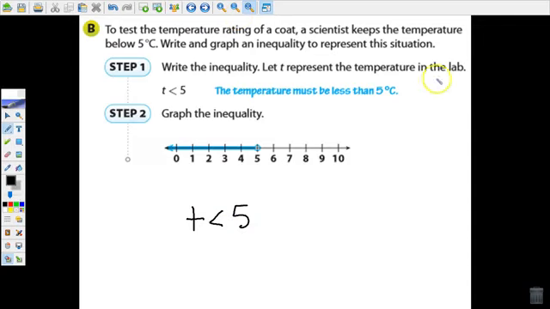It says let T represent the temperature. Write and graph an inequality. We wrote it, and now we have to do our 3 steps. 1, 2, 3. We look at the sign. Is it open or closed? Open. Good job. So we go to 5, 0, 1, 2, 3, 4, 5. Open circle. And then T is less than 5. So we go, boom, it's shaded to the left. You can check it. 4 is shaded, 4 is less than 5. All right, it works out.